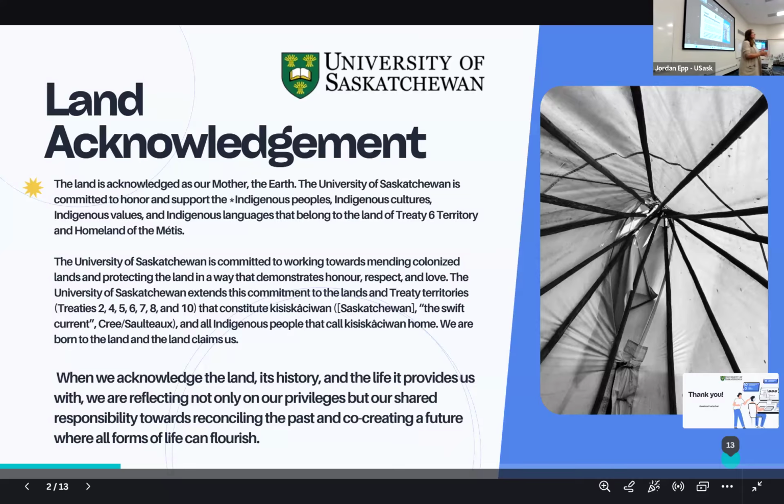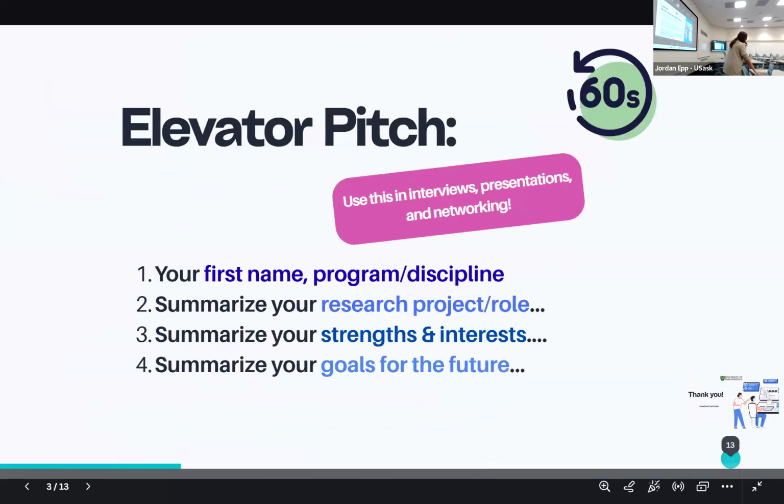So I'd encourage you to think a little bit about how your research area and your own life connects with this land and is a part of that story of going forward together.